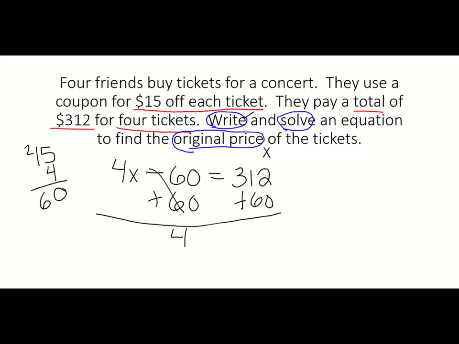So 4x equals 372. And then I'm going to divide by 4. So 4 into 372. Well, 4 goes into 37 9 times. There would be 1 left over. 4 goes into 12 3 times. So x equals 93. Now when you have a word problem, it's best to put it in context.